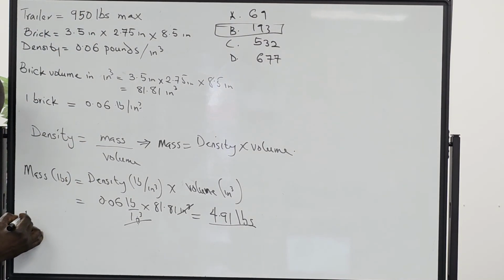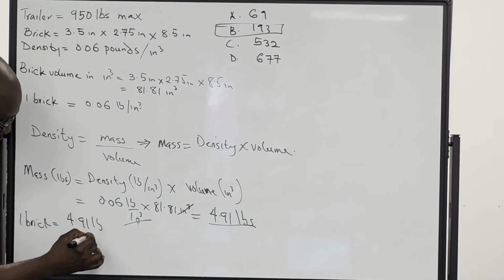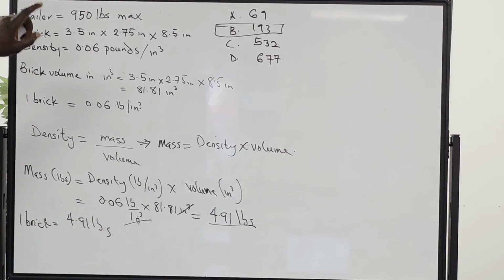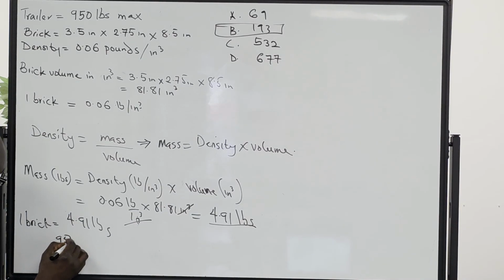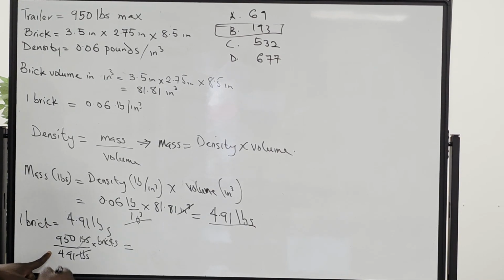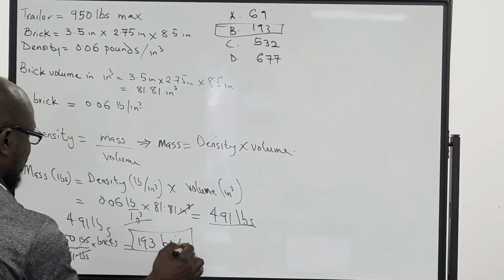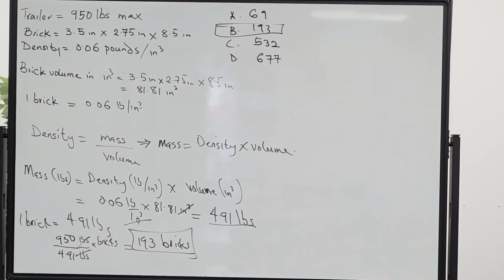Now that you know the mass, all you have to do is divide. One brick weighs 4.91 pounds. How many bricks can we find in 950 pounds? That's what we're looking for. So that'll be 950 over 4.91, pounds over pounds times bricks, and that'll give us 193 bricks. So that is another way you can solve this by using this formula if you're in science class.